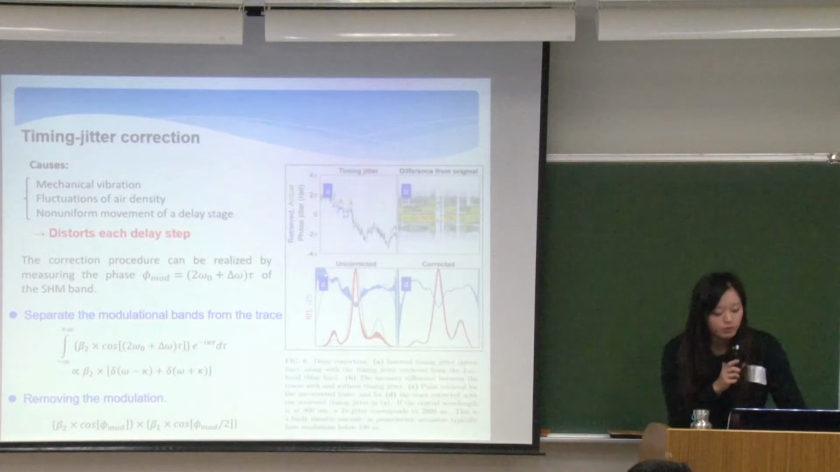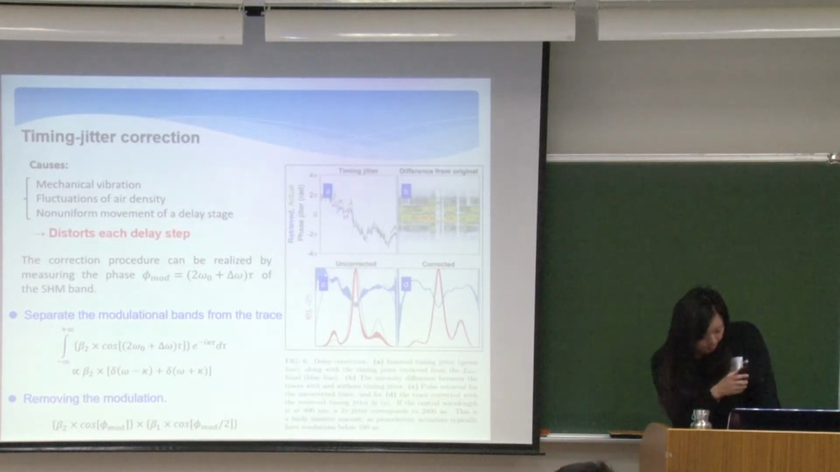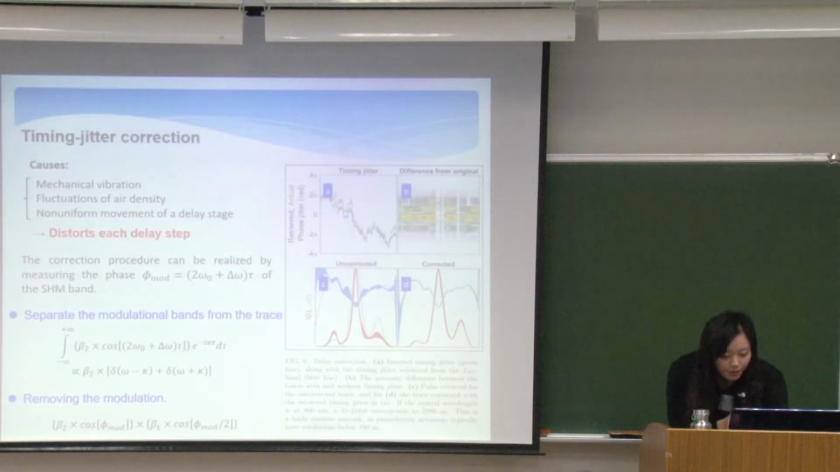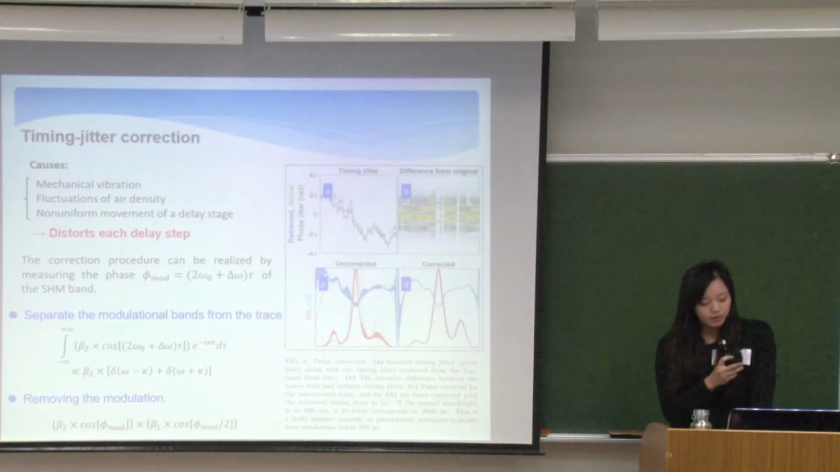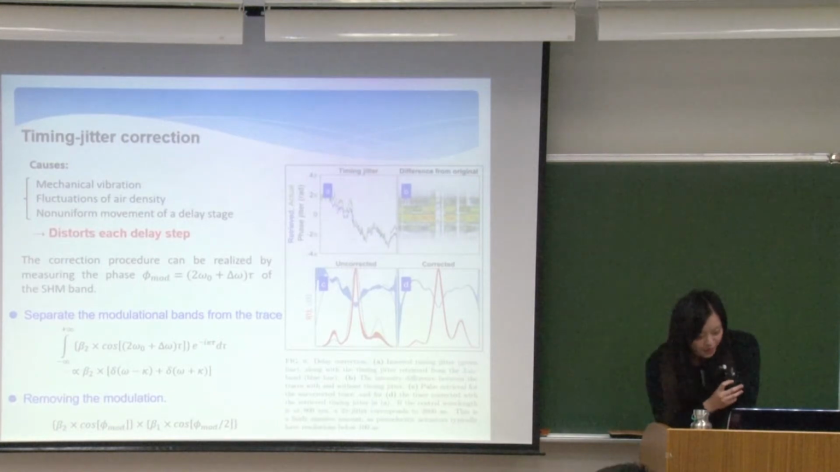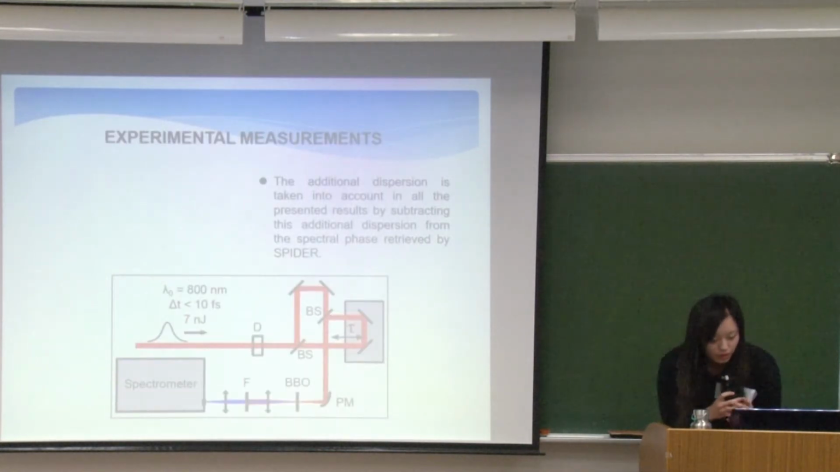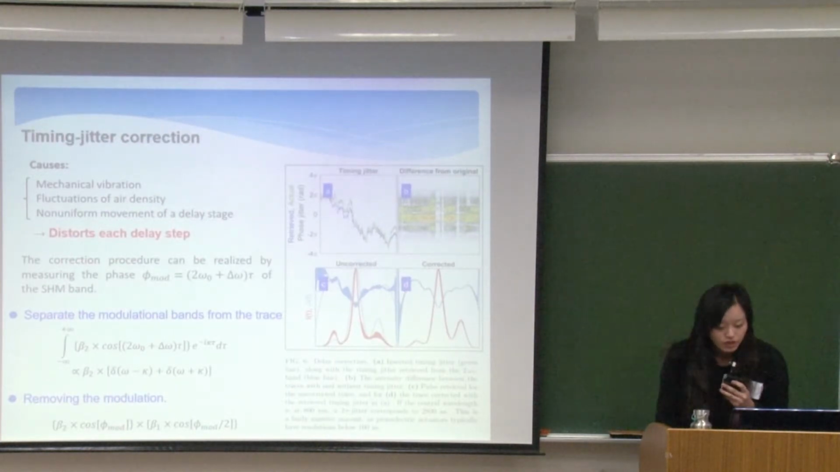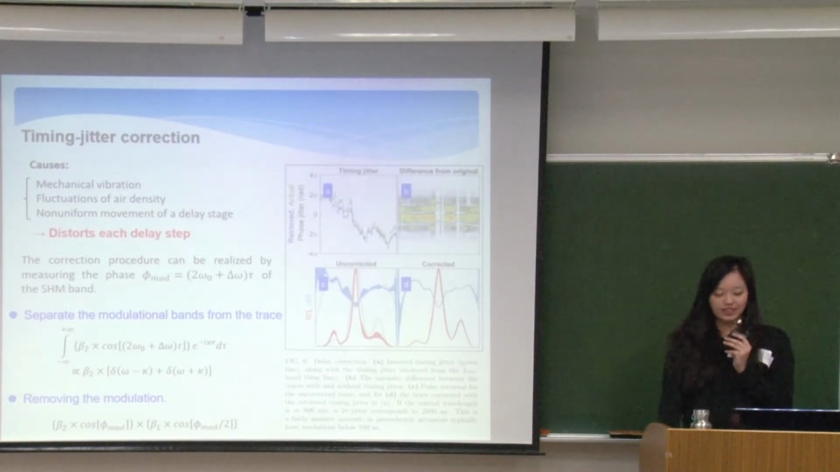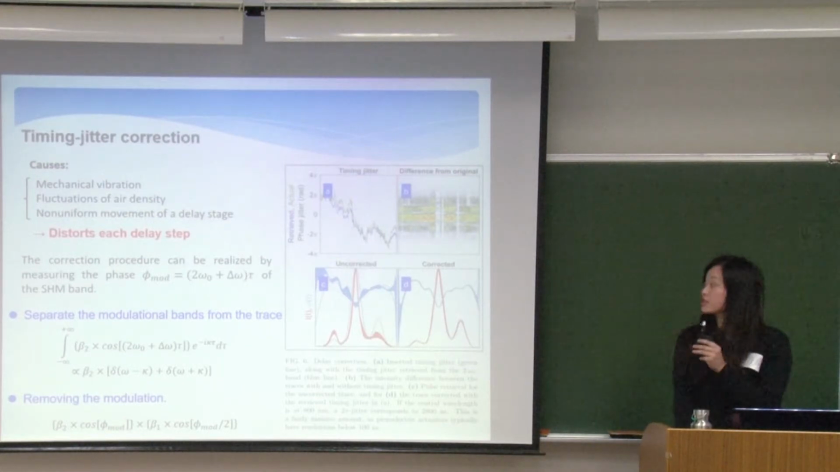And we can quickly remove the modulation by B2 multiplied by cosine φ, multiplied by B1 multiplied by cosine 1/2 φ. And we can see Figure 6 over here. And impressively, the pulse is perfectly reconstructed after the timing jitter correction.